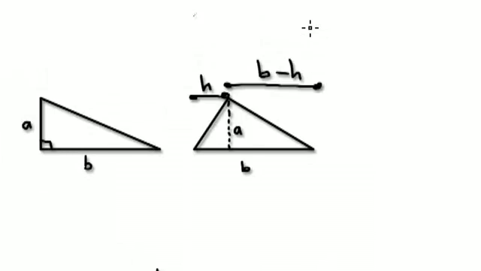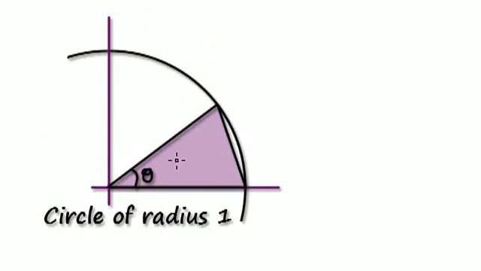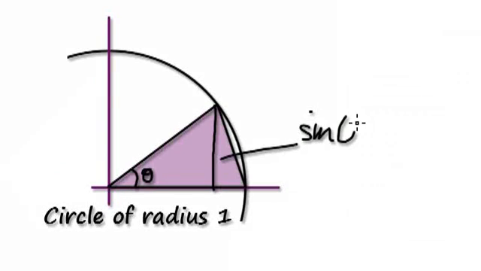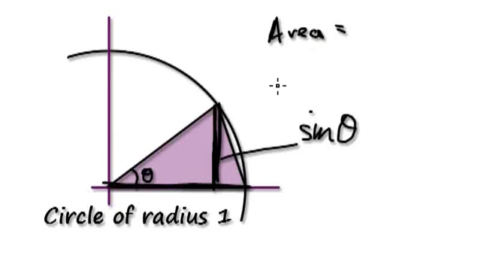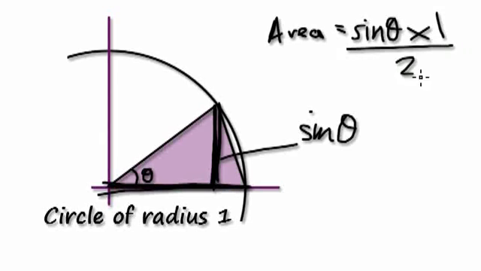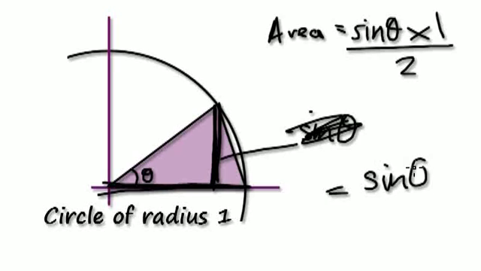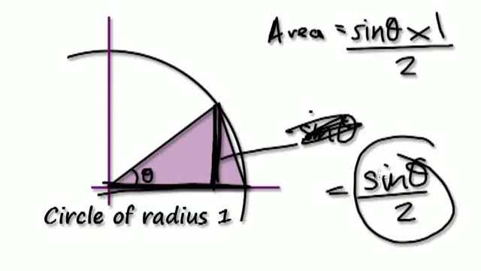So going back to our original triangle, the height here is sine theta. So get the vertical height times the base here, which was 1. So the area equals the vertical height sine theta times the base, and then divided by 2, which is sine theta over 2. So this is your answer.